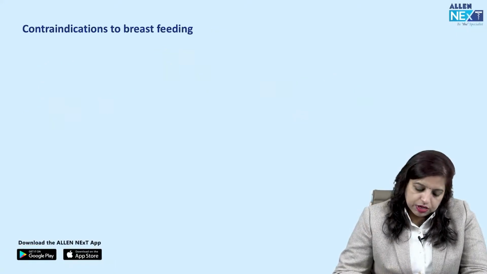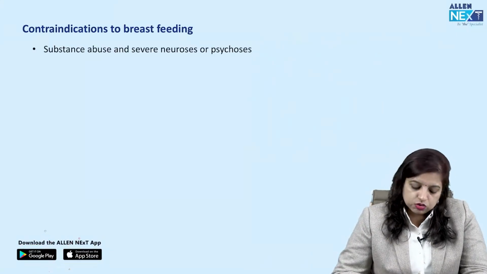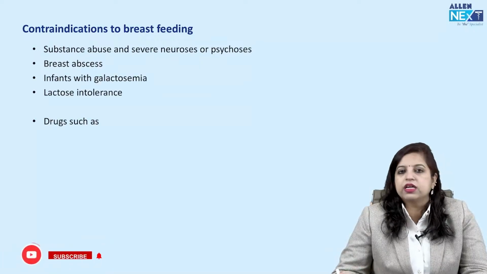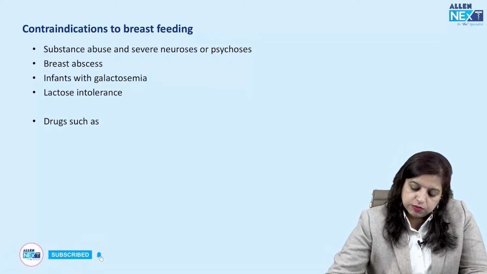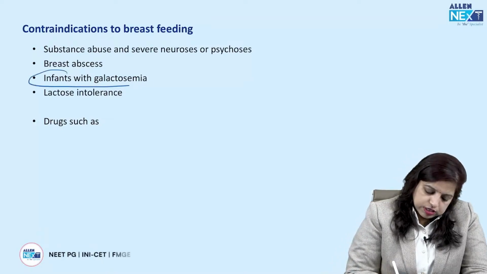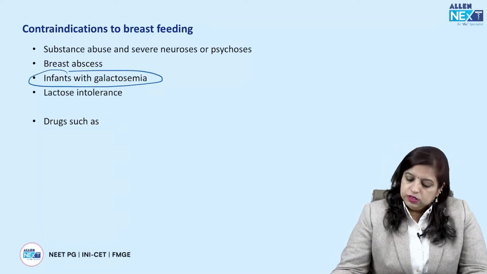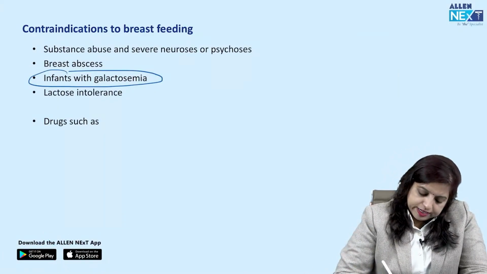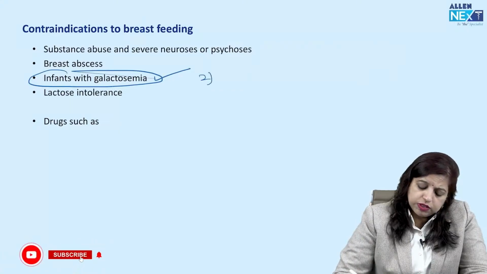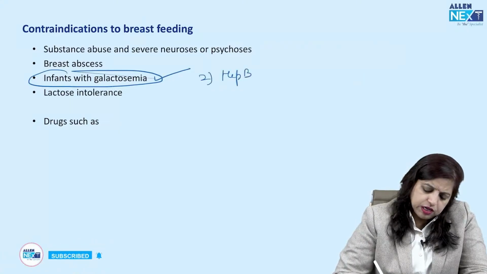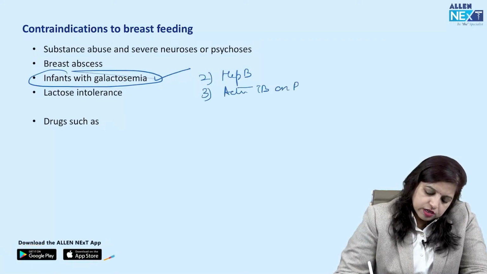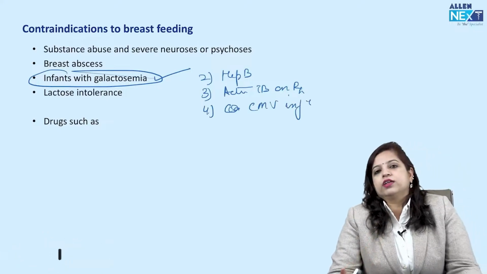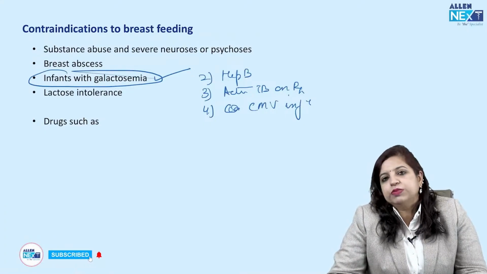Okay, now coming on to the contraindications to breastfeeding. So these are certain contraindications you need to keep in mind. Straight away, a question has been asked in the past, right? So which of the following conditions are contraindications for breastfeeding? One would be, let us say this. Another option would be the mother suffering from hepatitis B, or the mother suffering from active tuberculosis on treatment. And the fourth option may be the mother having CMV infection. See, one thing should be very clear. CMV does get transmitted in the breast milk.